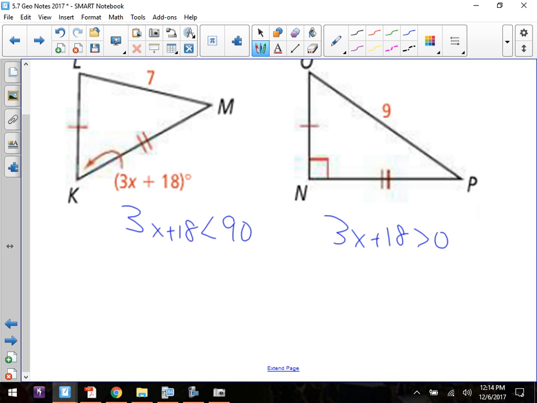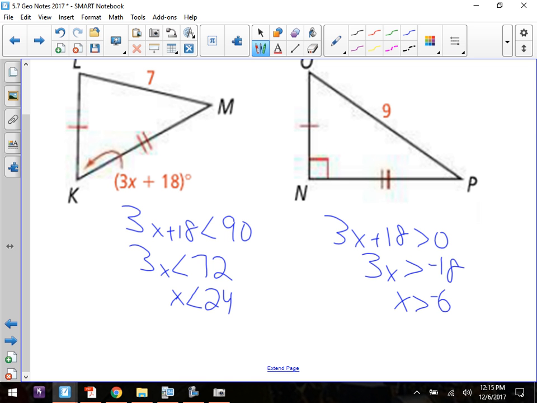The right angle. Okay. So 3x is less than 72, so x has to be smaller than 24 on one of them. You okay with that? On the other end, subtract the 18, but it has to be greater than negative 6.